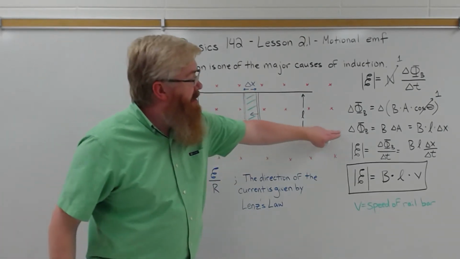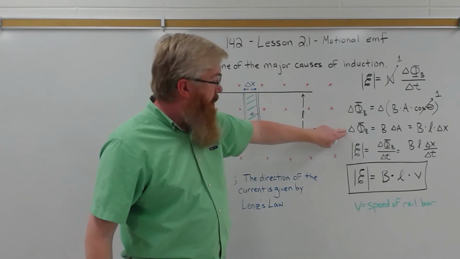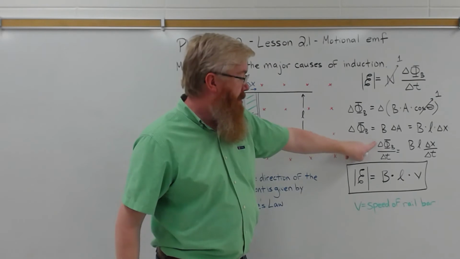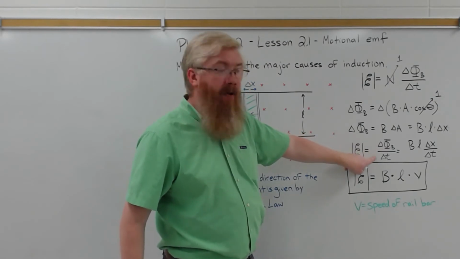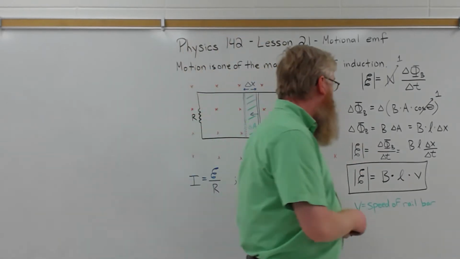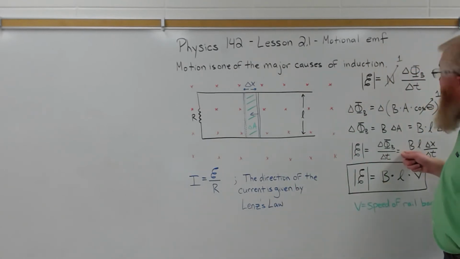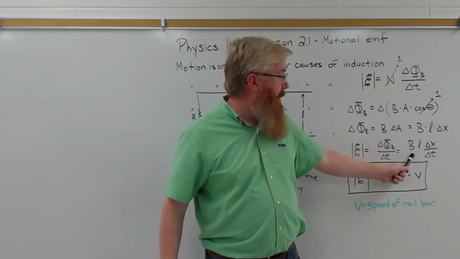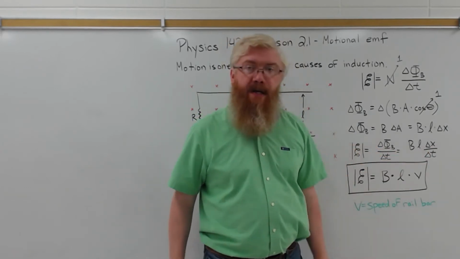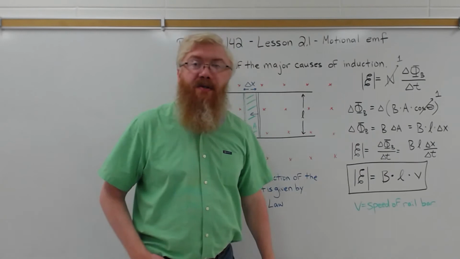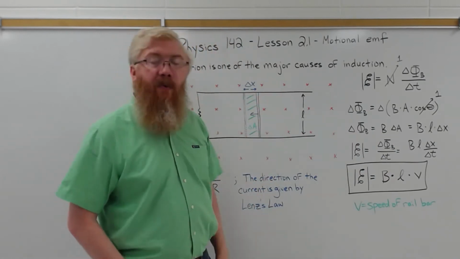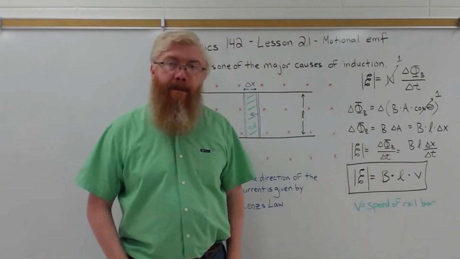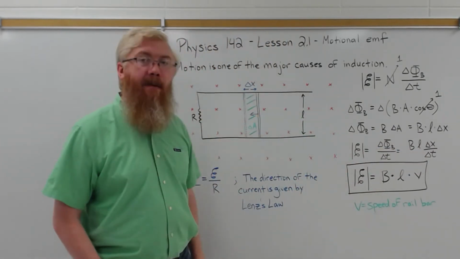So when I plug this delta flux back into the equation here, divided by delta t, so the flux is delta psi over delta t, I get B times L times delta X over delta T, where B is the magnetic field strength, L is the separation of the rails, and this is the change in position with time, horizontal position with time.